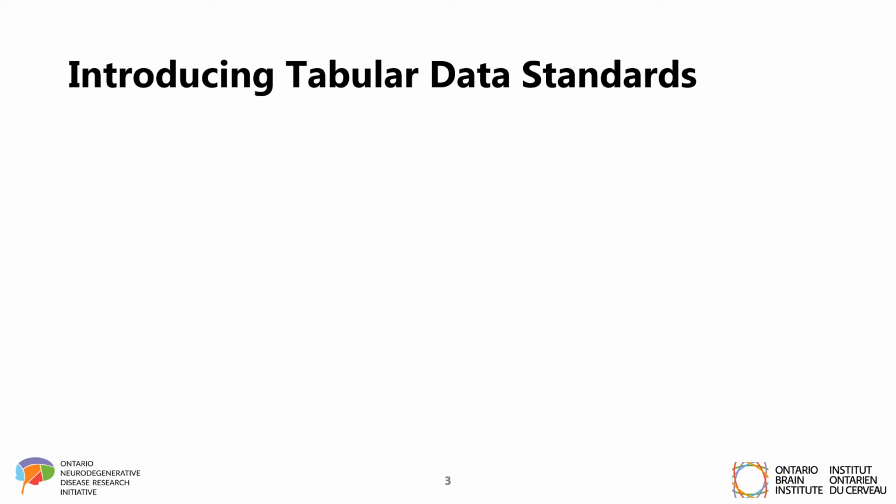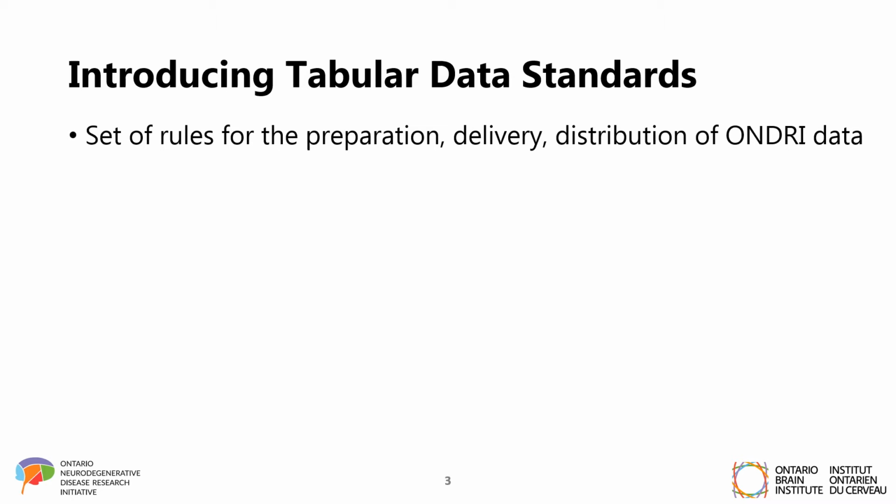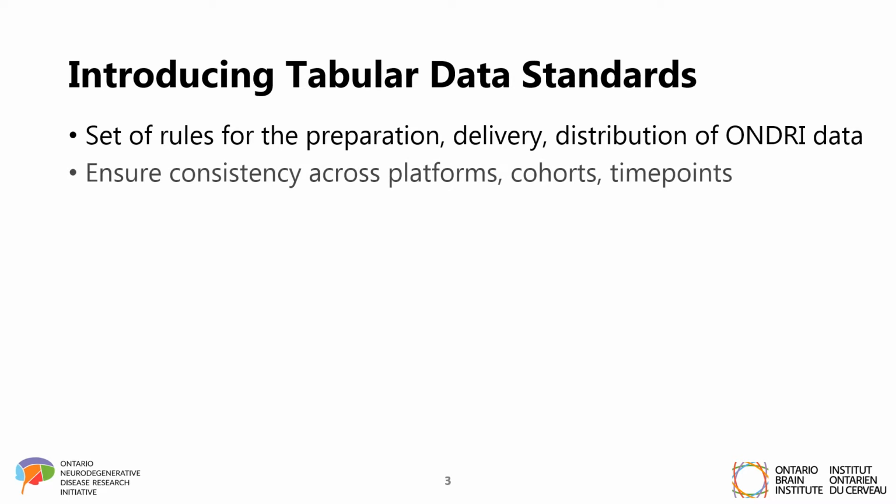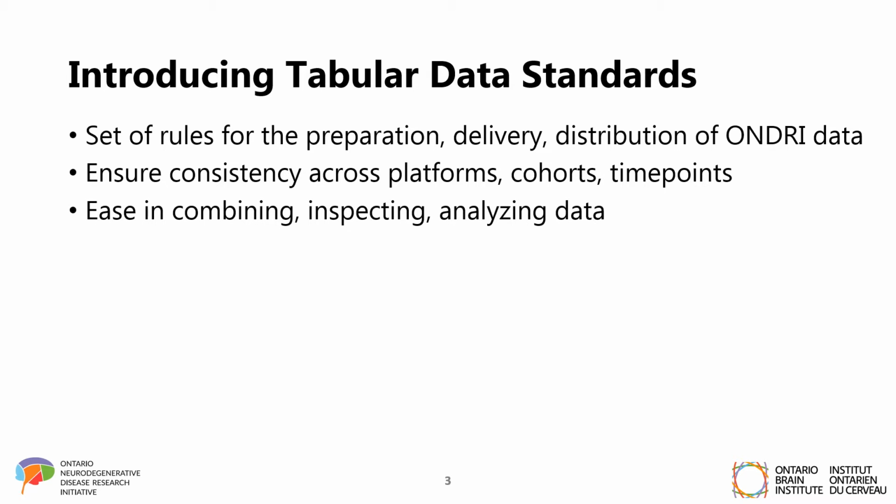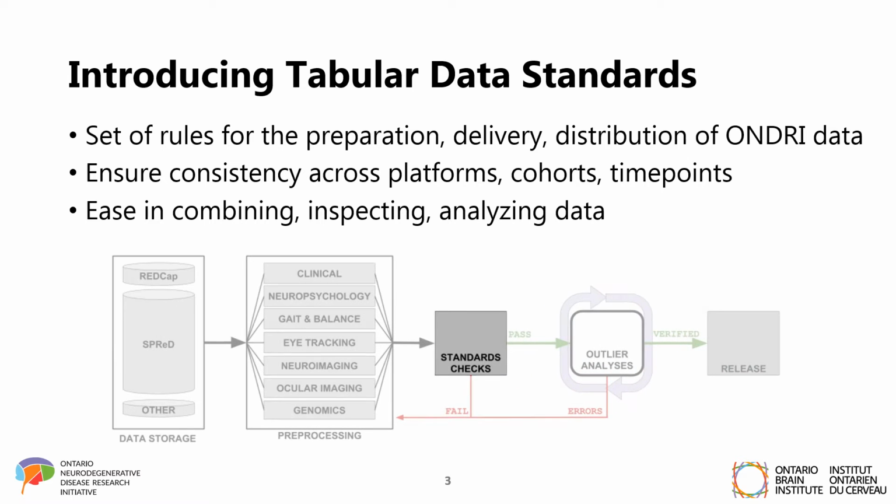The data standards are a set of rules for the preparation, delivery, and distribution of ONDRI data. These standards help ensure consistency across all platforms, cohorts, and time points, as well as provide relative ease for combining, inspecting, and analyzing data. Standards checks are a part of the data curation pipeline.